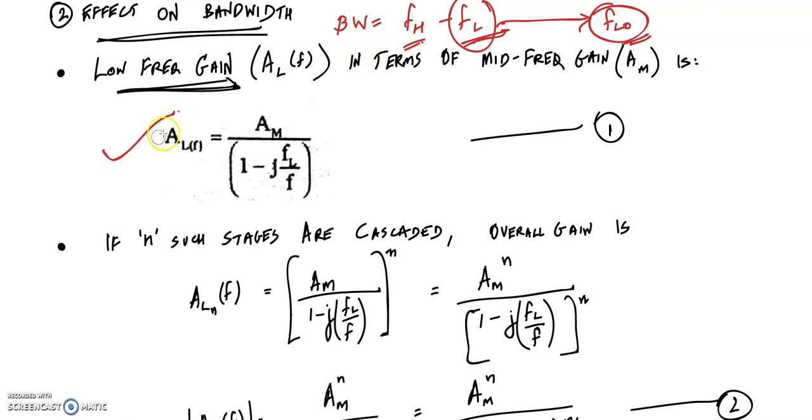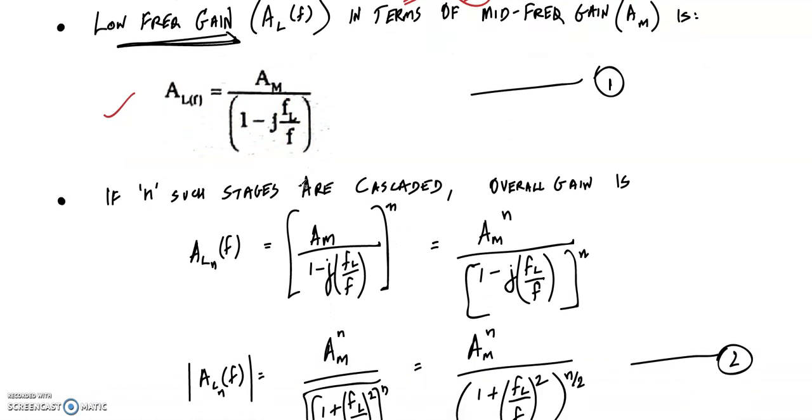So let us start using the gain equation, and we will come to the expression for FL naught. What is FL naught? That is the overall lower cutoff frequency after cascading. Let us start with the gain equation. As I said, AL of F is equal to AM by 1 minus j FL by F. Very simple equation. We have already studied this. If you have n such stages cascaded, you have a multi-stage amplifier, and the overall gain ALN of F becomes, you have n number of stages.